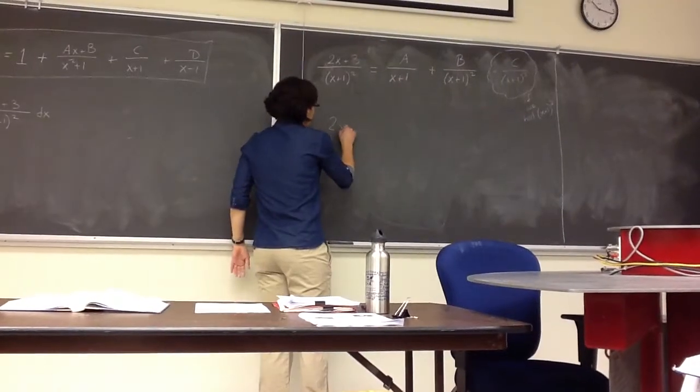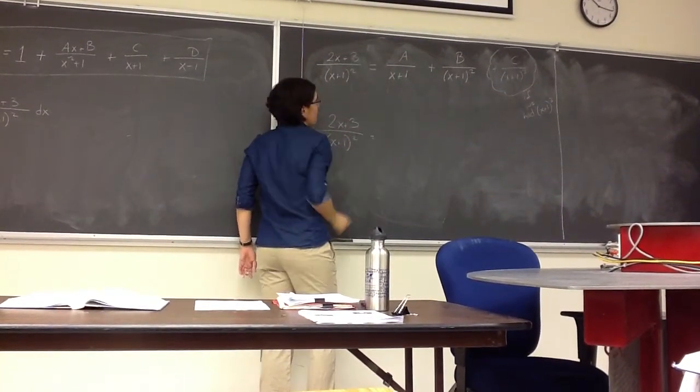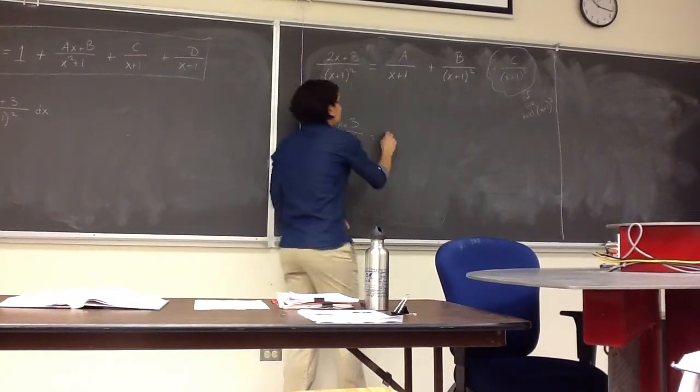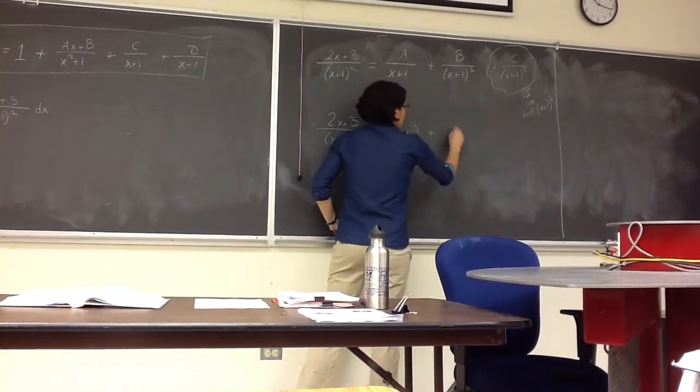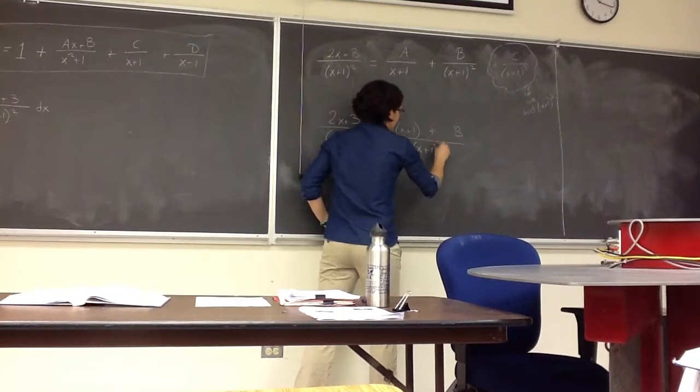So we have 2x plus 3 over x plus 1 squared. Now the only thing is that I need to make sure this first term has an extra x plus 1, so I've got a times x plus 1, and then plus b, and my whole denominator is x plus 1 squared.